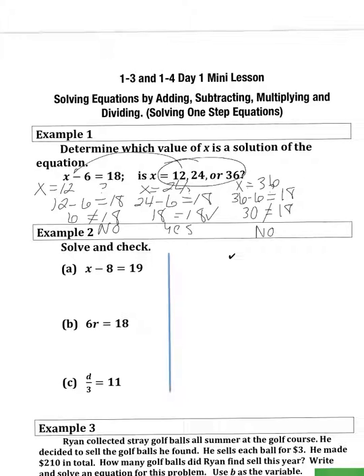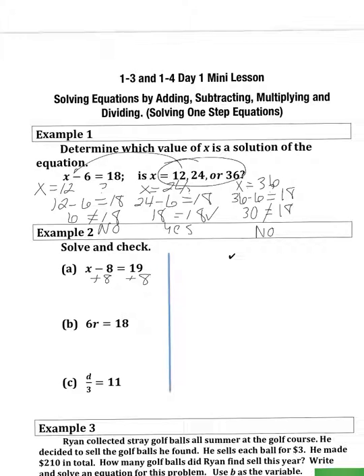In example 2, we're asked to solve the equation. So in the previous example, we were given possibilities for x and just trying to figure out which one worked or did not. Now we're actually going to use inverse operations in order to solve. So in example 2, letter A, when we see that x is being subtracted by 8, we automatically ask ourselves, how do I isolate x using inverse operations? Because we're subtracting 8 initially, the inverse would be to add 8 to both sides. And so we will do that now.